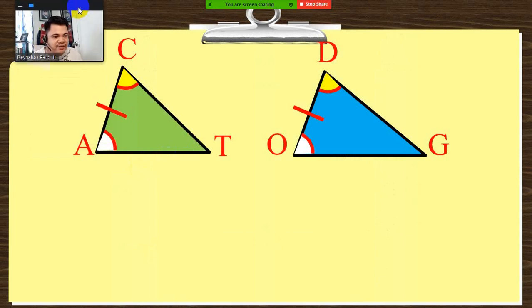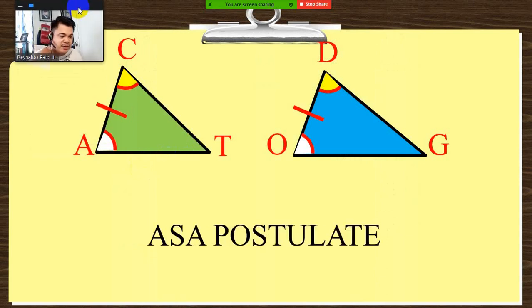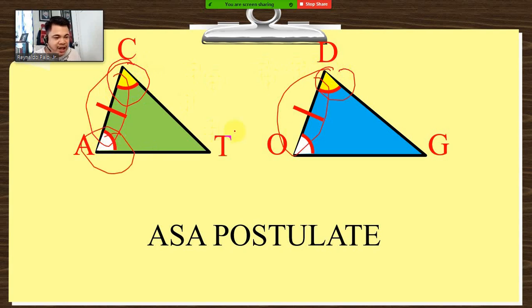Next, let's have the ASA postulate. So if in the previous postulate we were talking about the included angle, this time let's talk about the included side. Alright? So, what is the angle side angle postulate? As you can see in this example, angle C is congruent to angle D, segment CA is congruent to segment DO, and angle A is congruent to angle O. Alright, so if that's the case, you can see that there is an included side between the two angles. That's why it's what we call the angle side angle postulate.